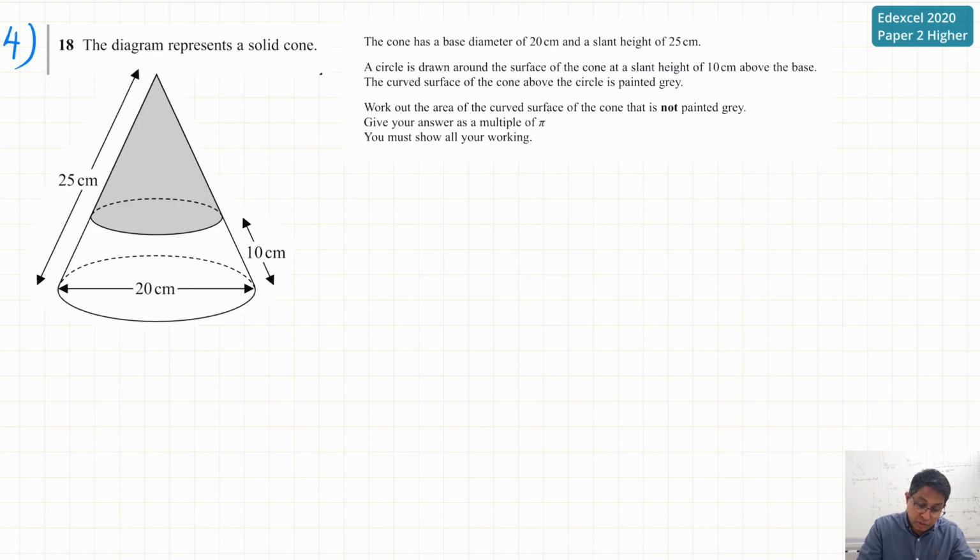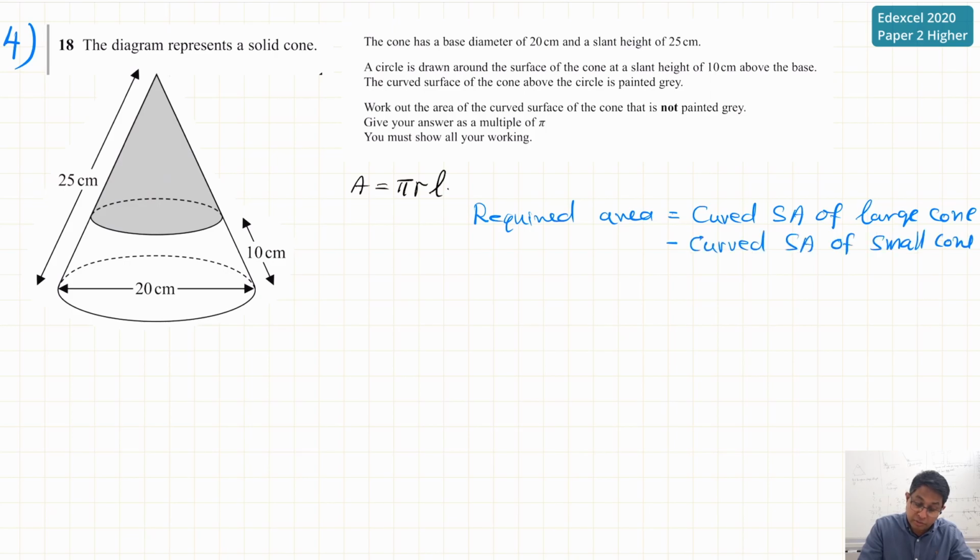You can use this area formula of a cone, A equal to pi RL. L is the slant length. You can work out the curved surface area not in gray if you know the surface area of this little cone and the surface area of this large cone. So you can write required area equal to curved surface area of large cone minus curved surface area of small cone.